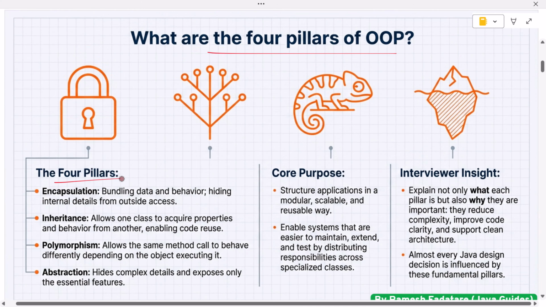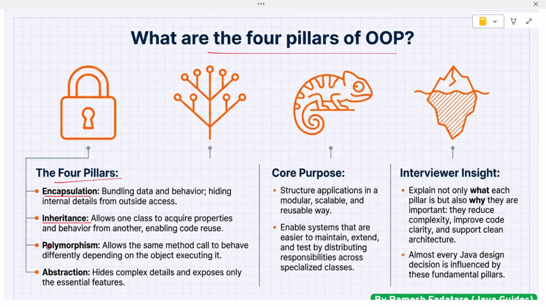The 4 pillars of object-oriented programming are encapsulation, inheritance, polymorphism, and abstraction. Encapsulation means bundling data and behavior and hiding internal details from outside access. Inheritance allows one class to acquire properties and behavior from another class, enabling code reuse. Polymorphism allows the same method call to behave differently depending on the object executing it. Abstraction hides complex details and exposes only the essential features.